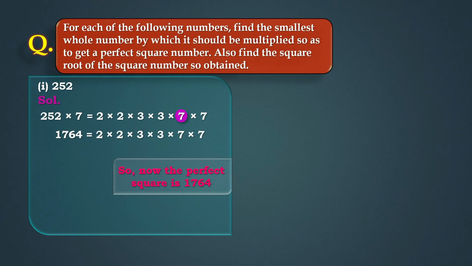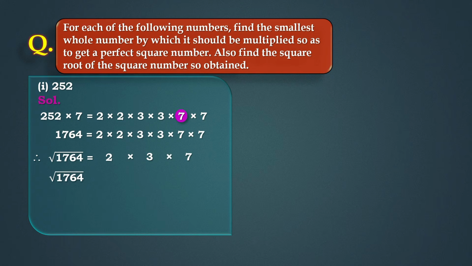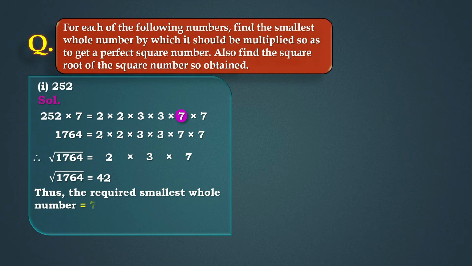Now, take one number from each pair. So, the square root becomes 2 multiplied by 3 multiplied by 7. Now, multiply step by step. 2 multiplied by 3 is 6. 6 multiplied by 7 is 42. Therefore, the smallest number required is 7. And the square root of the new number is 42. This type of question helps you understand how to make numbers into perfect squares. Keep practicing.